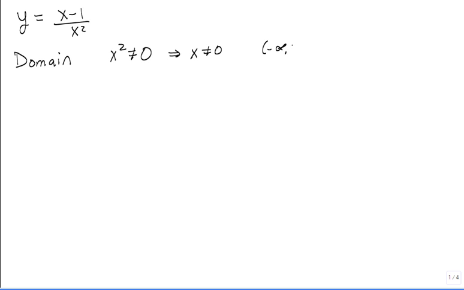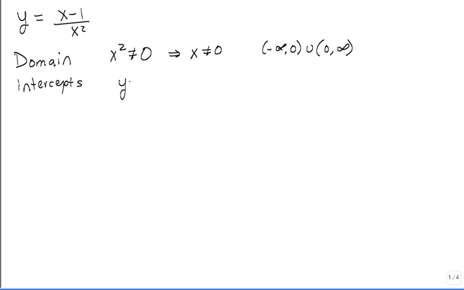So that's what the graph of that looks like. Okay, let's try another one. First thing you do is find the domain. Here, you can't have x squared equal to 0. You can't have your denominator equal to 0. So that means x can't be 0. So our domain is negative infinity to 0 or 0 to infinity. It's everything except 0.